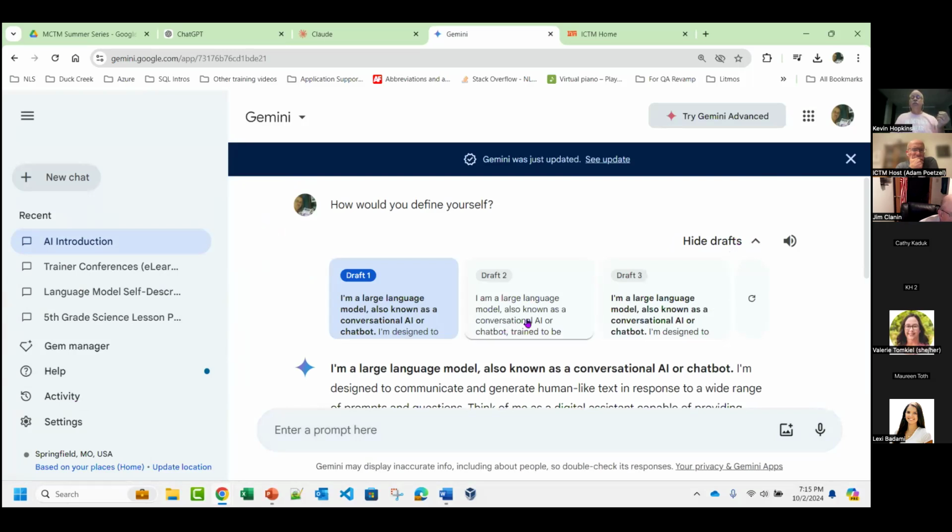Now, if we look, I guess there's a little bit of difference here. Trained to be, as opposed to I'm designed to. The first and the third start off very similar. Depending on the prompt, you might want to look at all 3 responses. Usually, the draft one it shows me is pretty good for what I'm interested in seeing.